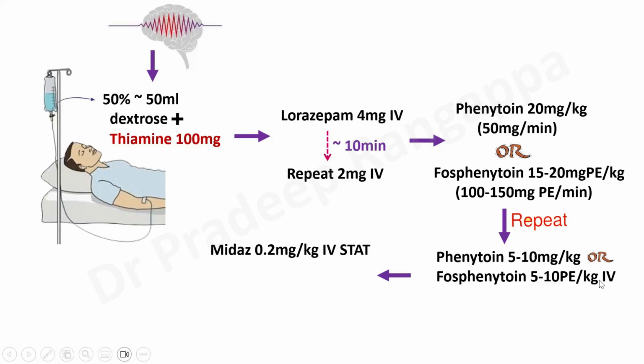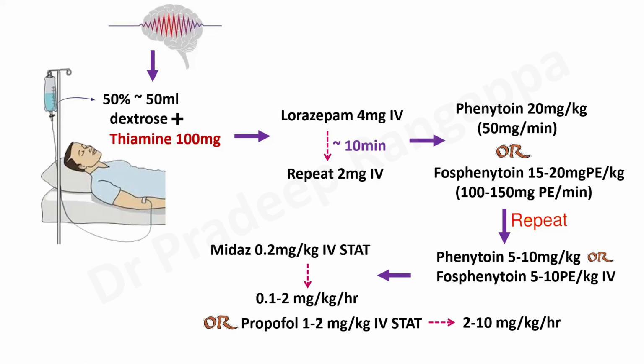If seizure is still not aborted, one can start midazolam at 0.2 mg per kg IV stat, followed by 0.1 to 2 mg per kg per hour. Or you can consider starting propofol 1 to 2 mg per kg IV stat, followed by 2 to 10 mg per kg per hour. And after this, they need to be put on some sort of neuromonitoring, and EEG has to be done to see whether the seizure is completely aborted or whether they are in some non-convulsive status. So EEG is mandatory after aborting the seizures with these medications.